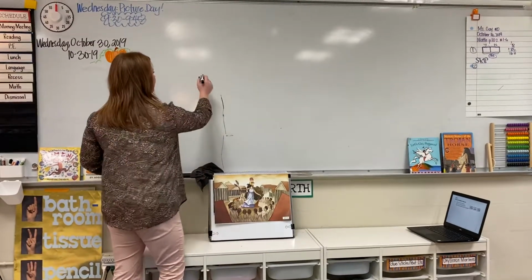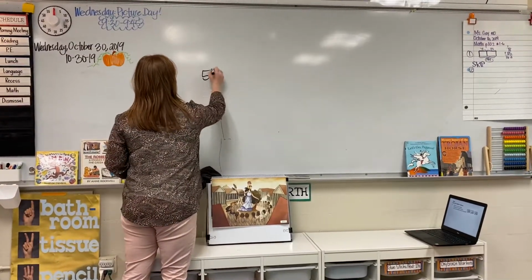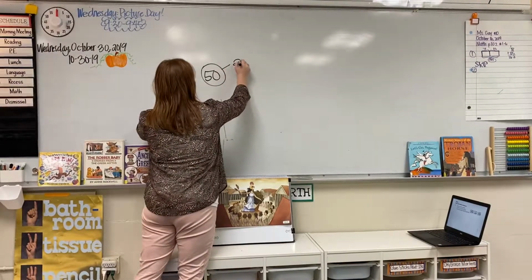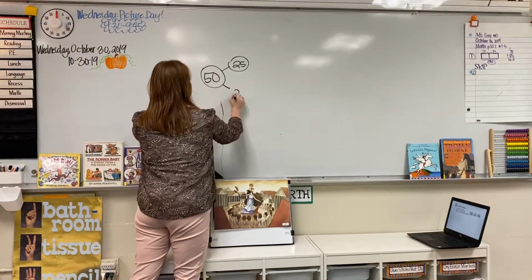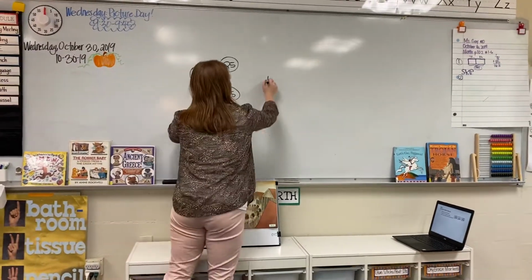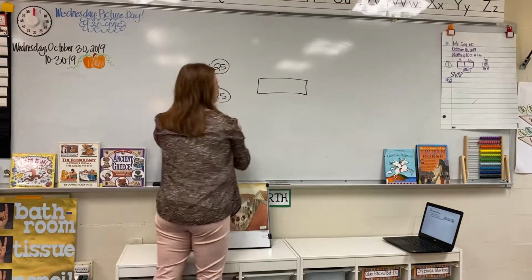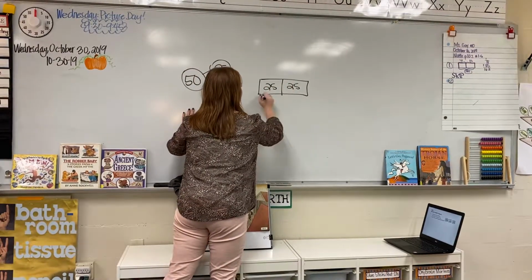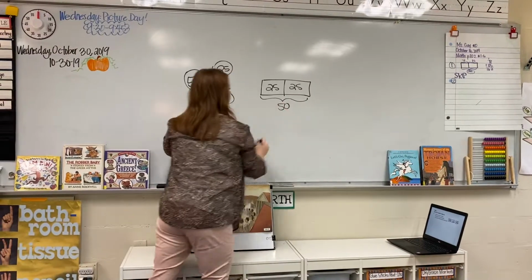So if you've got the number that you're looking for is 50, part of it could be 25, the other part could be 25. What this would look like in a bar model would be the full bar, part of it is 25, the other part is 25, making the whole 50.